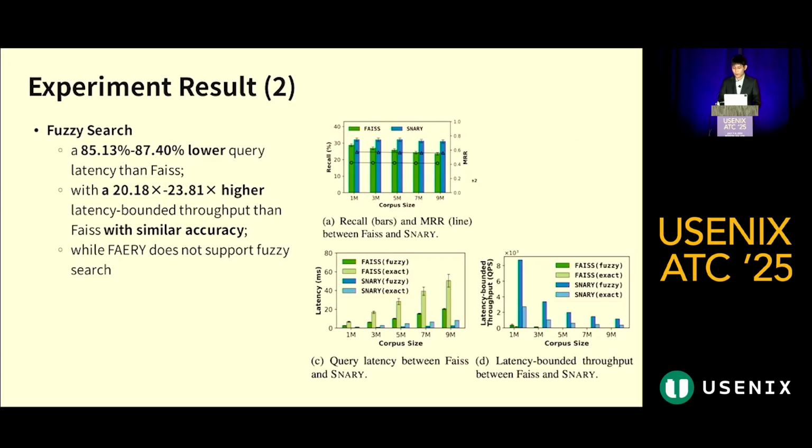And for fuzzy search results compared to FACE, SNARY is 85% to 87% faster. The throughput of SNARY is 20 to 24 times higher under similar accuracy. So SNARY is not sacrificing accuracy for speed.